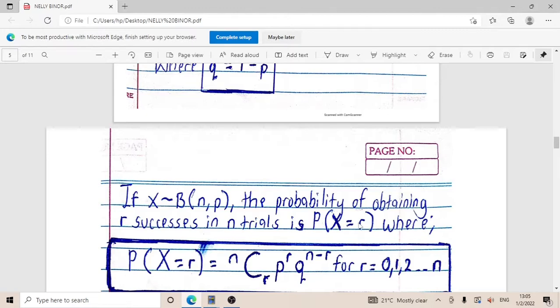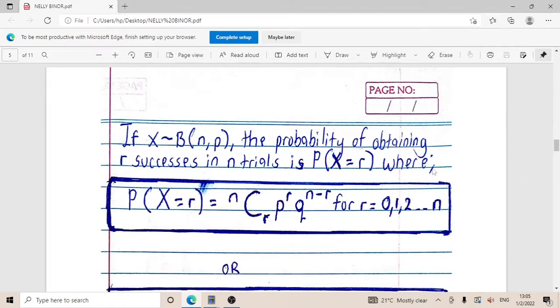probability of x is equal to r. This is where we are going to apply the formula. This is going to be our formula for the binomial distribution: probability of X, capital letter X, is equal to r. Sometimes this can also be small letter x or r, any that you want, which is equal to n C r, p to the power r, q to the power n minus r, where r is equal to 0, 1, 2, up to n, the number of trials. So this is the formula.